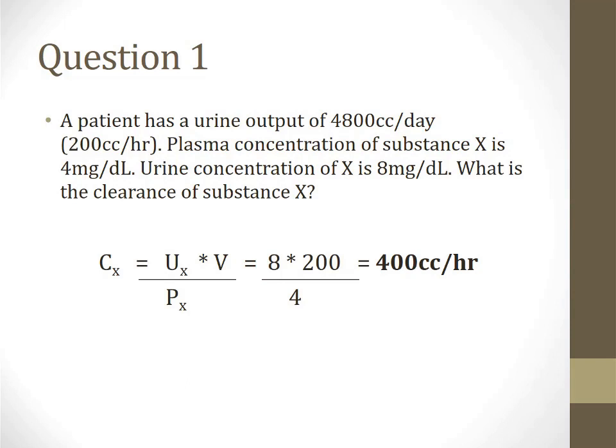A patient has a urine output of 4,800 cc's per day or 200 cc's per hour. Plasma concentration of substance X is 4 milligrams per deciliter. Urine concentration of X is 8 milligrams per deciliter. What is the clearance of substance X?